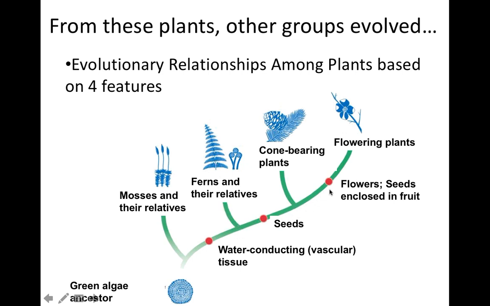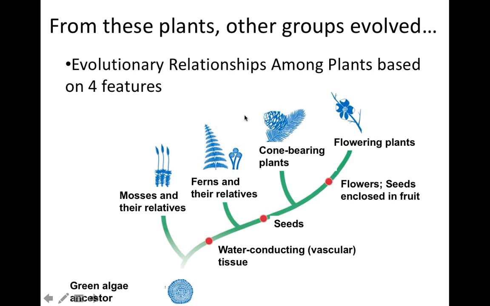Then lastly, you have flowers. Seeds enclosed with fruit kind of ties in with that too, but flowers is the main trait that we talked about last week. And so cone-bearing plants branched off before that, conifers, gymnosperms. And then finally, the last branch is flowering plants, angiosperms.